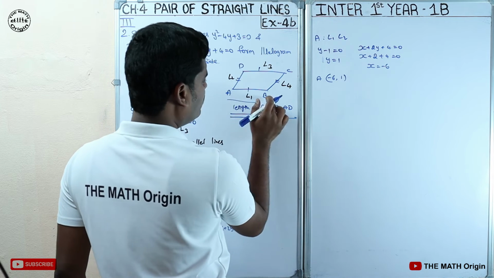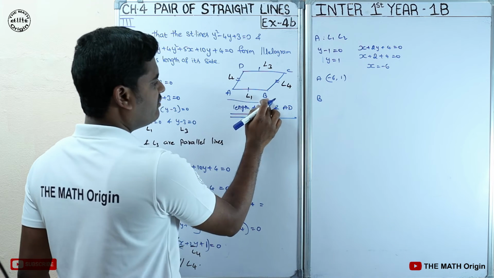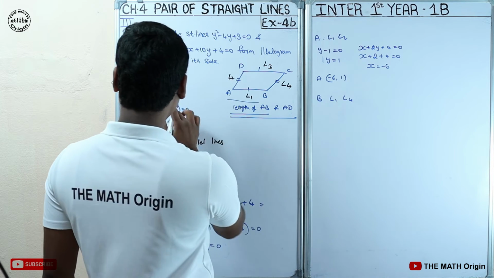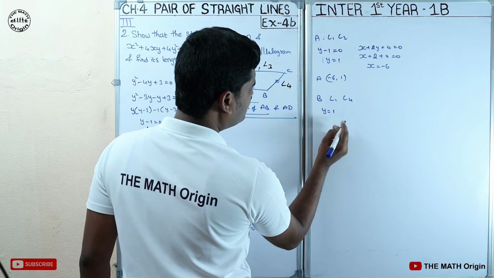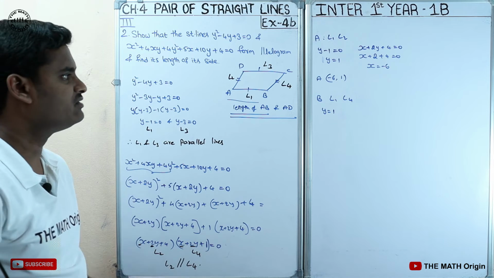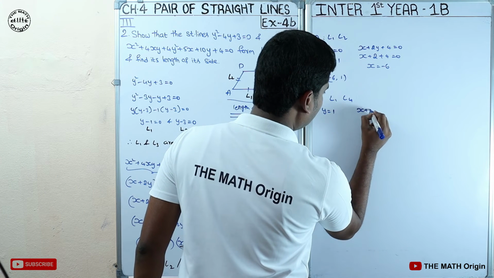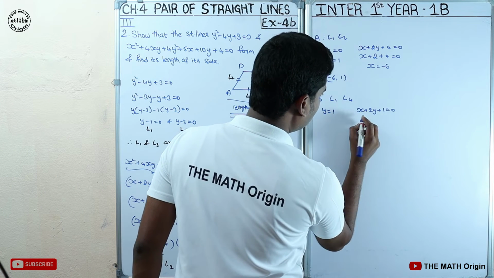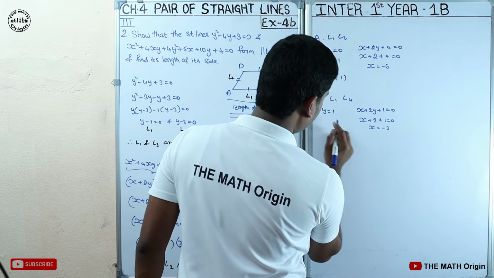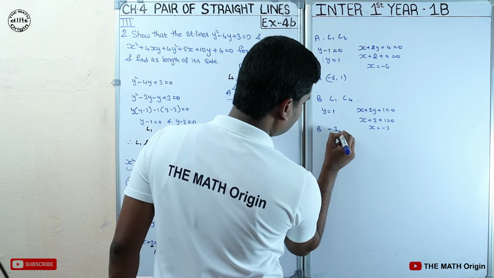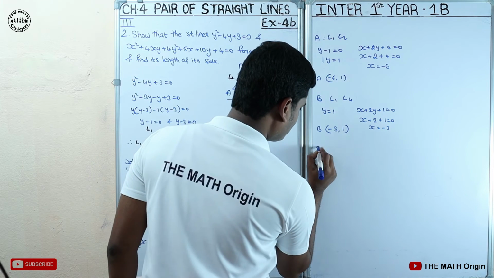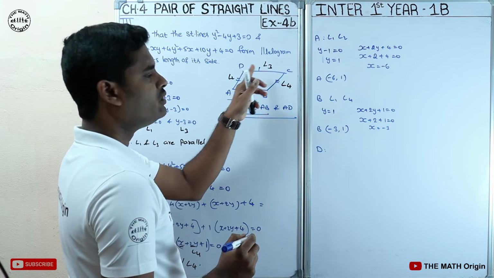We got A value. Now let's find out B. To get B coordinates, we need to resolve L1 and L4. So L1 is y equals 1, and L4 is x + 2y + 1 equals 0. Therefore x + 2 + 1 equals 0. x equals minus 3. Therefore B is (minus 3, 1). So now I got A, B. Next I will find out D. For D, we need to resolve L2 and L3.